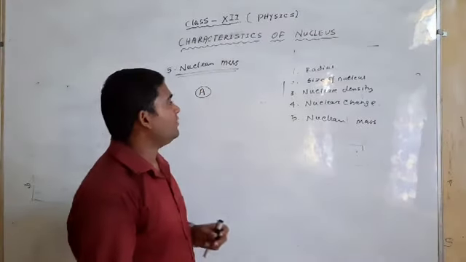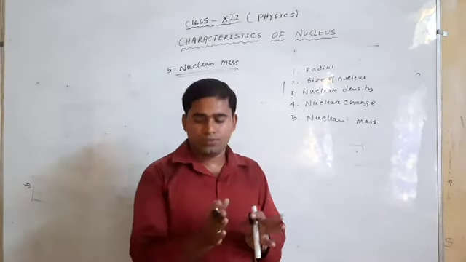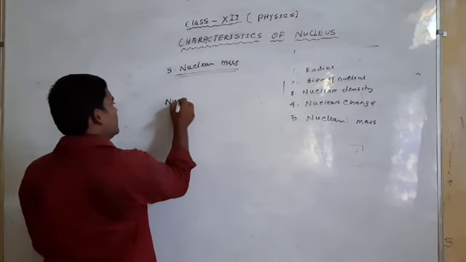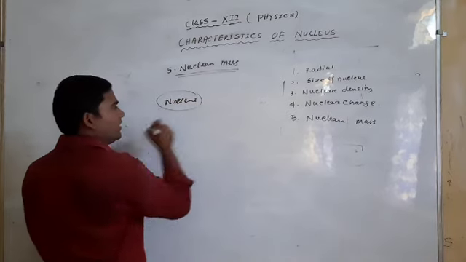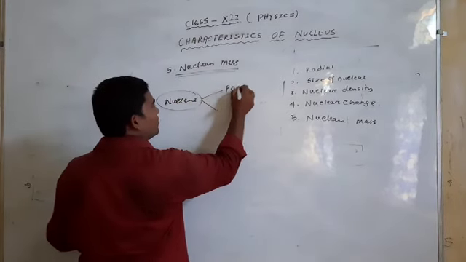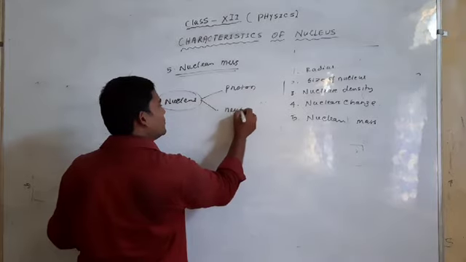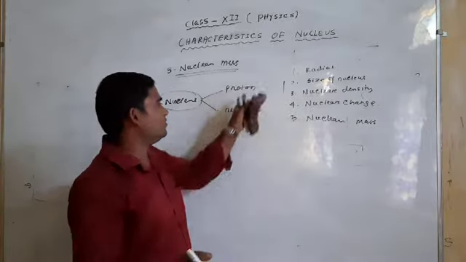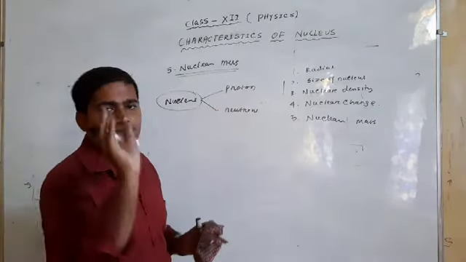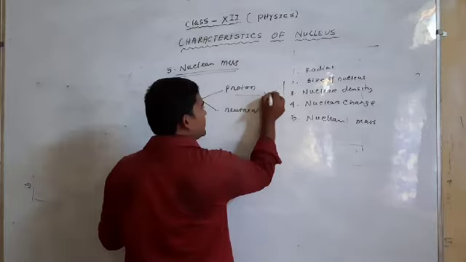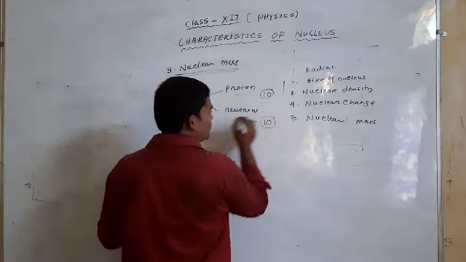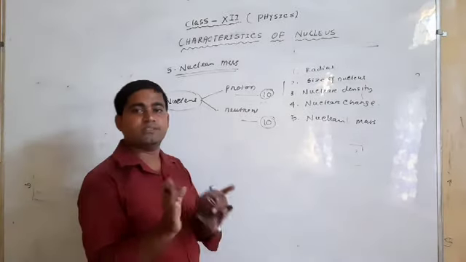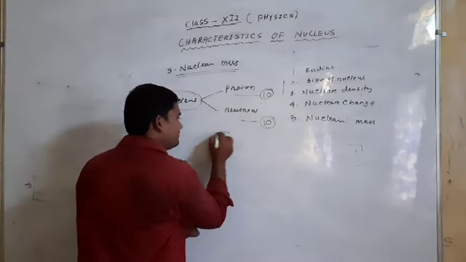Okay, and when we observe, let us take one example. Suppose that is the nucleus. Inside the nucleus there are protons and neutrons, and protons and neutrons both possess mass. Suppose I take one example: the number of protons is 10 and the number of neutrons is also 10. So the total number of nucleons inside the nucleus is 20.